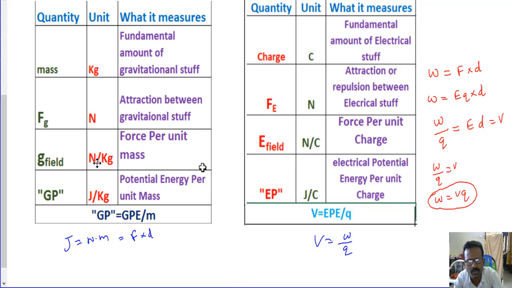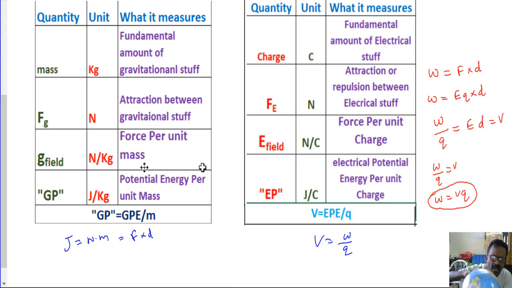Then I am going to talk about the gravitational field. The unit of gravitational field is Newton per kilogram, whereas the unit of electric field is Newton per coulomb. What is the formula for this? It is force per unit mass.